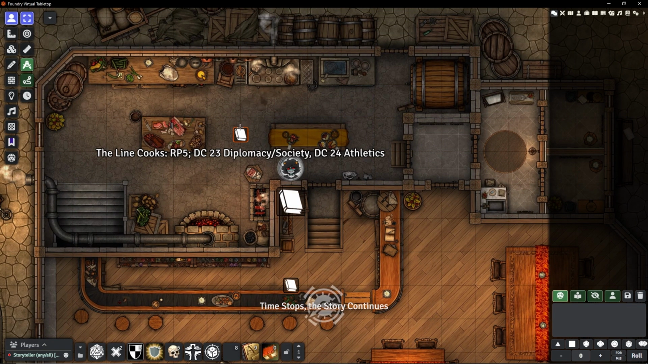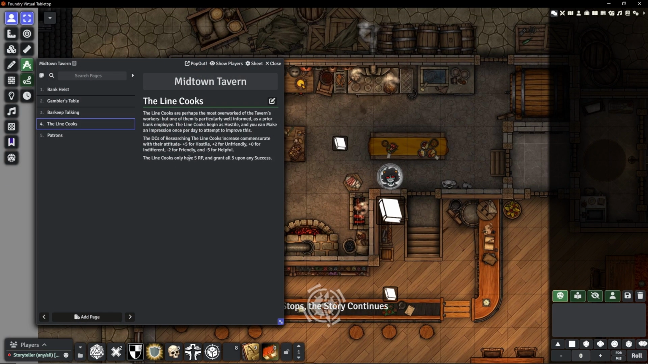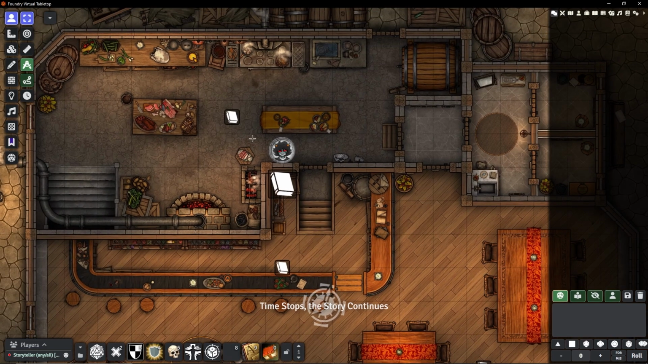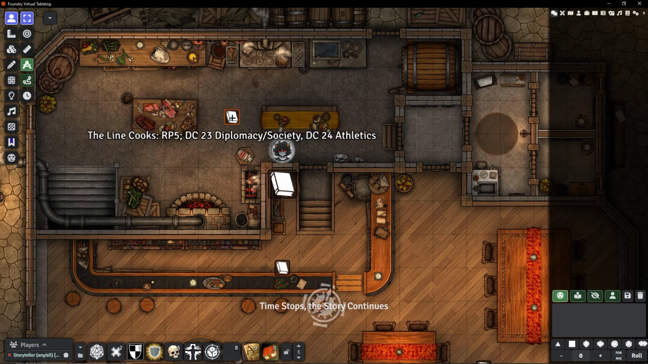Tiny is going to attempt to pass the line cook's check for the day and will succeed gaining 5 research points immediately, as opposed to any kind of tier success system. This is more about being able to pass the high checks here. And Tiny actually does this by helping them out with their cooking, utilizing the athletics skill.